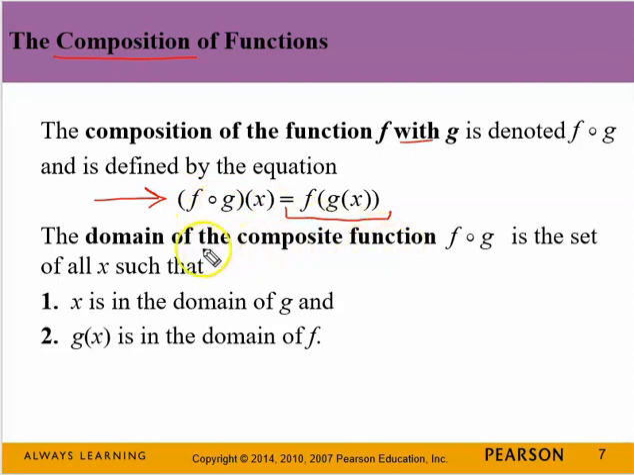Now, the domain of this composition is the set of all numbers that are in the domain of g and such that g of x is in the domain of f. Again, as long as there are no variables in the denominator making that denominator 0, there is no exclusion. All right, let's go on.